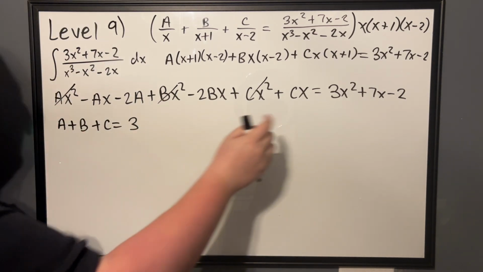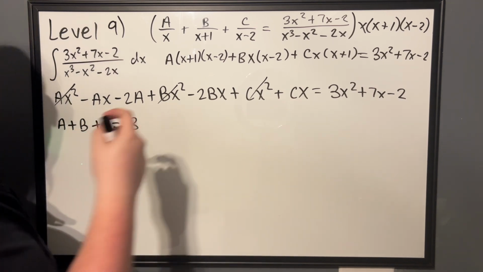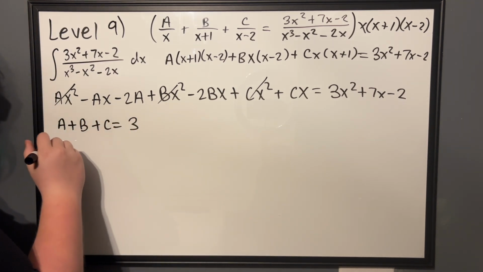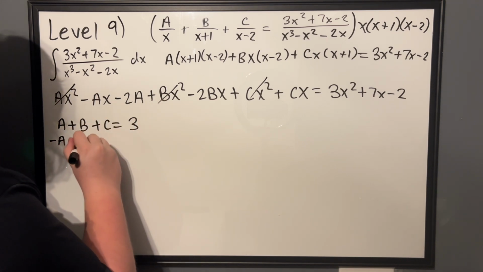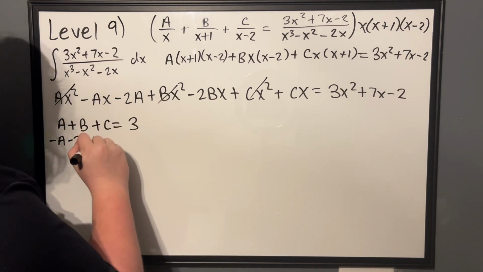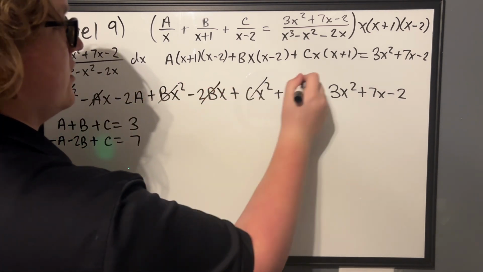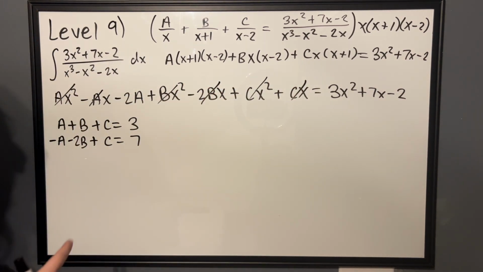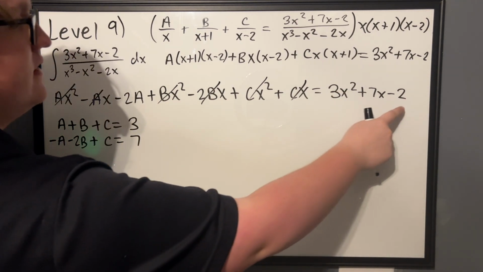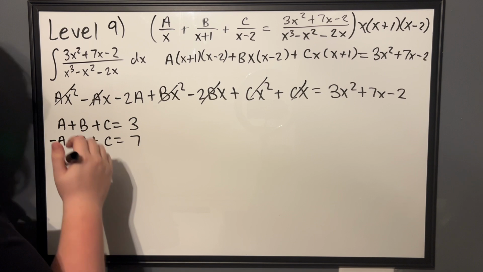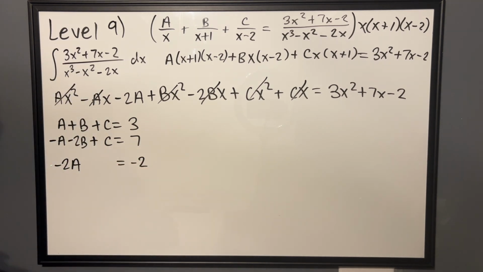Now we want to look at the x term. We want all of these terms that are just being multiplied by 1x to equal 7. So that's going to be a minus A from this one, we'll have a minus 2B from this one, and we'll have a plus C, which should be equal to 7. That gets rid of all of our x terms here. Now we want to equate what's left with this constant term. So we want minus 2A to equal minus 2. That's the only thing that's left. So negative 2A should equal negative 2.